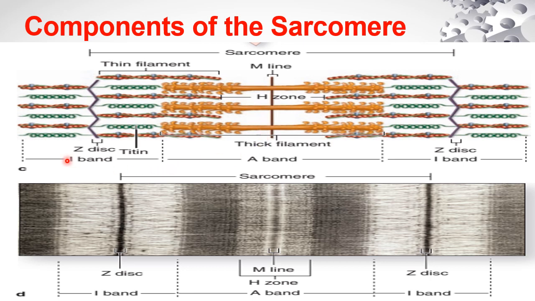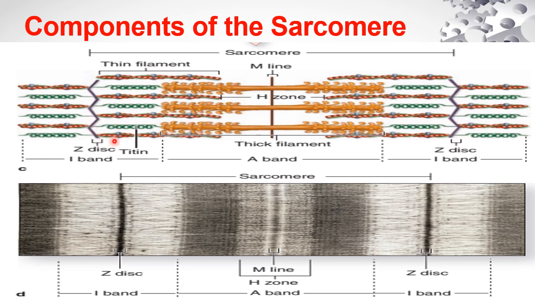Then we have this light part here, which only contains thin filaments and is known as the I band. It's lightly stained because it only contains thin filaments. In this I band there is a Z disc which bisects it. This is the Z disc, and this Z disc is where the myofilaments attach.